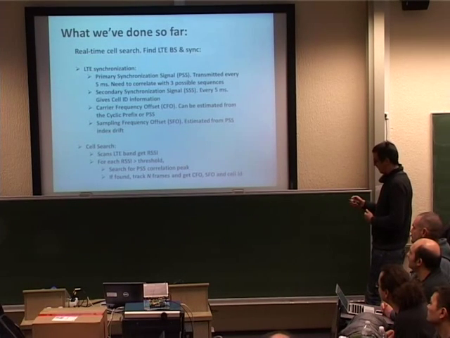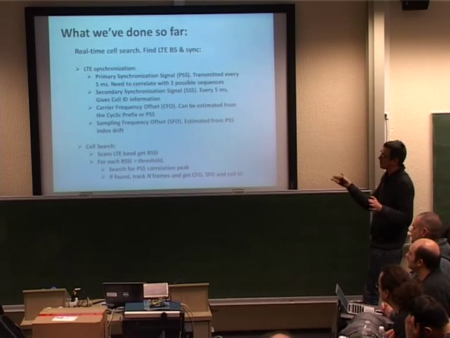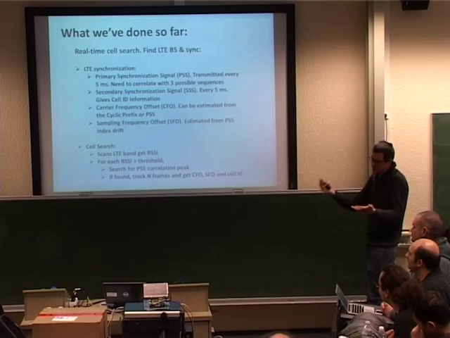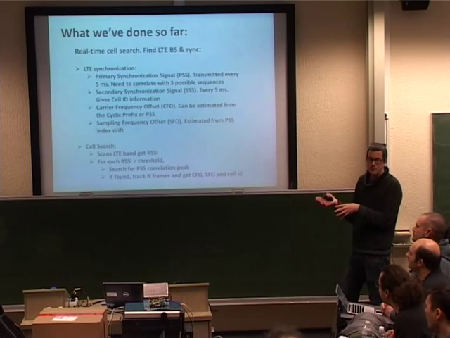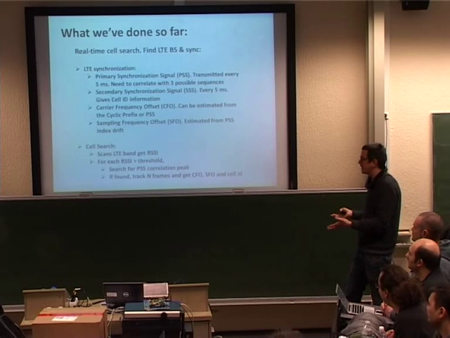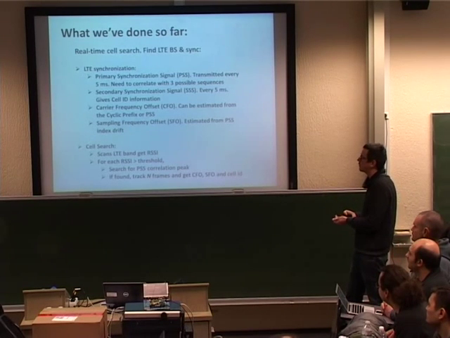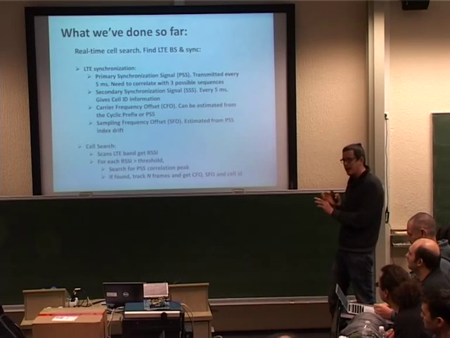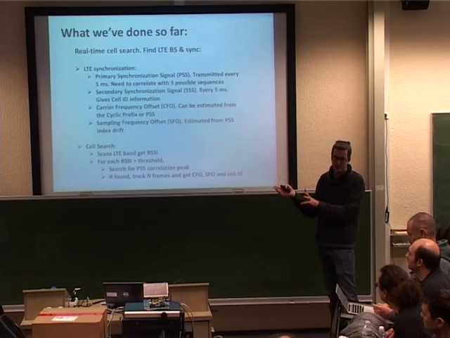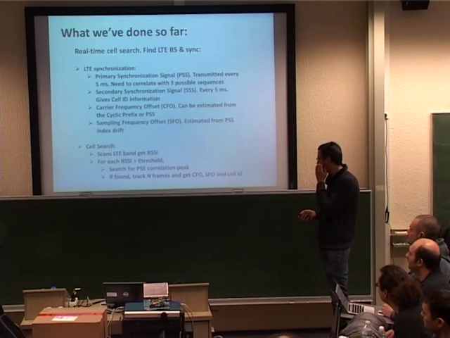Finally, this is what the cell search program does. It scans an entire band. First, we look at the received signal strength, and for those bands where we observe that the signal power is high enough, we try to correlate the PSS. And if we find the PSS, then we track the signal for n frames, and we estimate the CFO, SFO and the cell ID.